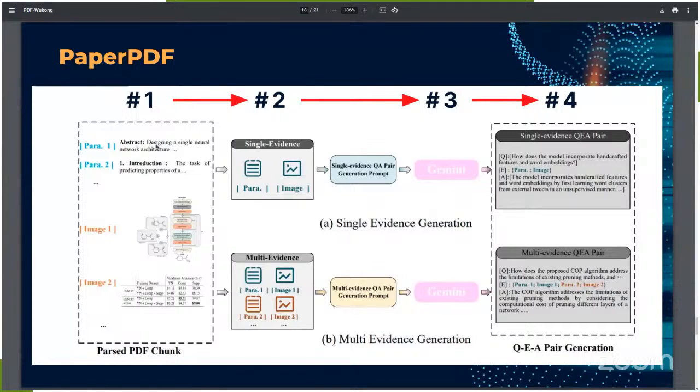And to construct this dataset, the authors used an open source library for parsing the PDF, and then created two categories, a single evidence set and a multi-evidence set. So far, this only contains the text and the images. Then they passed that to a Gemini model to automatically generate questions relating to those paragraphs and images and their corresponding answers. The authors also used GPT-4 for the test set so that the quality can be much better, but Gemini was used because of its cheap price and more large scale use for the training set.